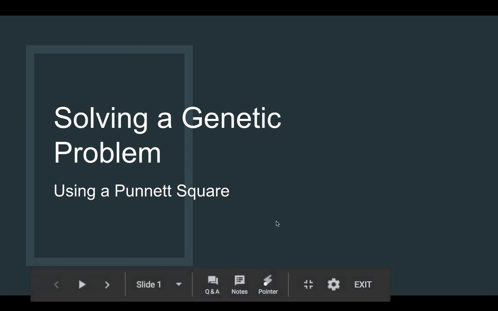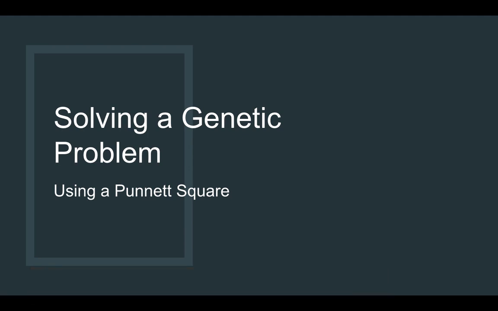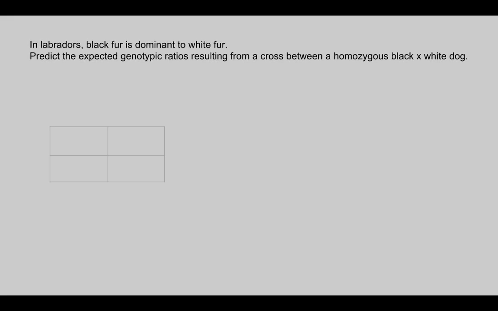In this video, we're going to look at solving a genetic problem, which is typical of the sort of problems that you'll be asked to solve, and we're going to use a Punnett square. As you can see, I've already drawn my Punnett square, and here's the problem. In Labradors, black fur is dominant to white fur, and we're asked to predict the expected genotypic ratios resulting from a cross between a homozygous black and white dog.